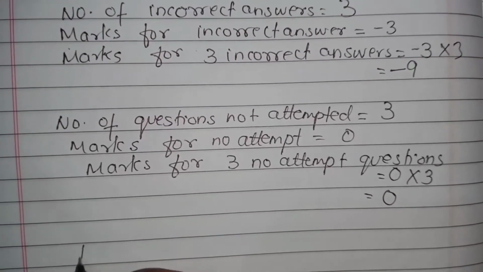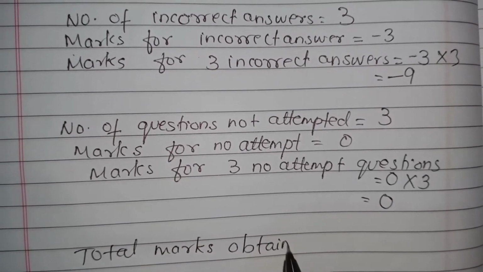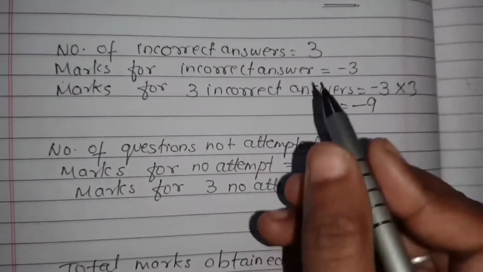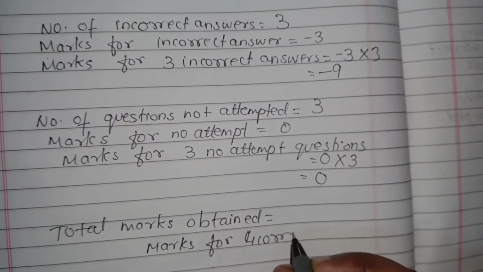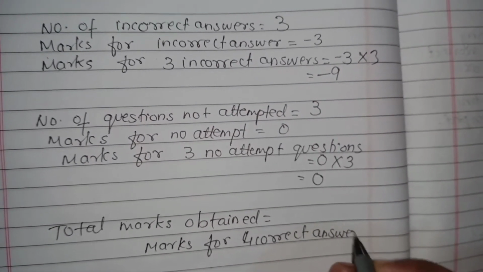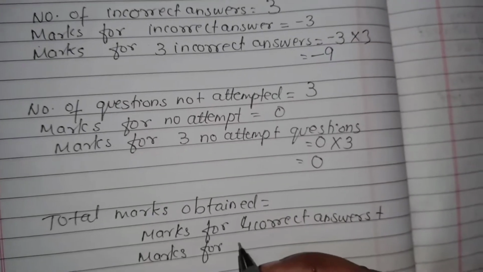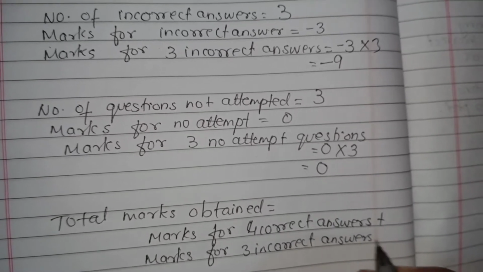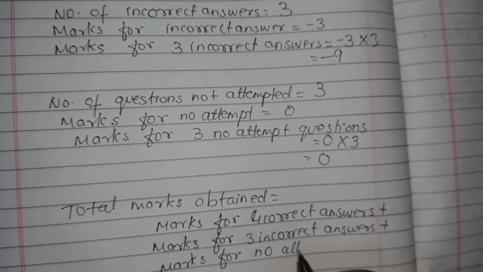Now we have to find the total marks. Total marks obtained is equal to marks for 4 correct answers plus marks for 3 incorrect answers plus marks for no attempt.